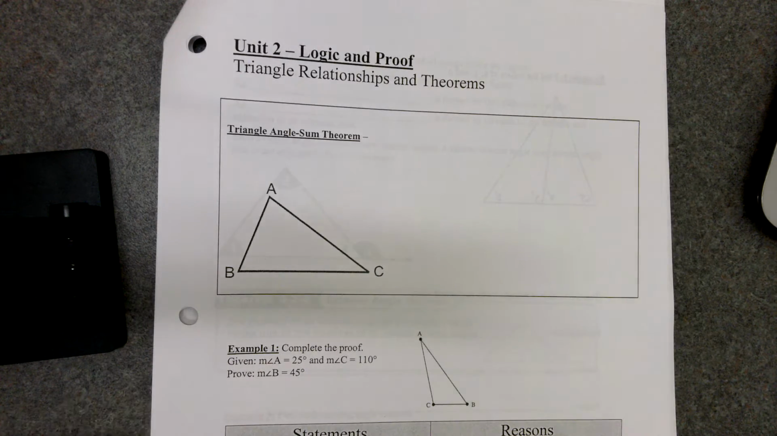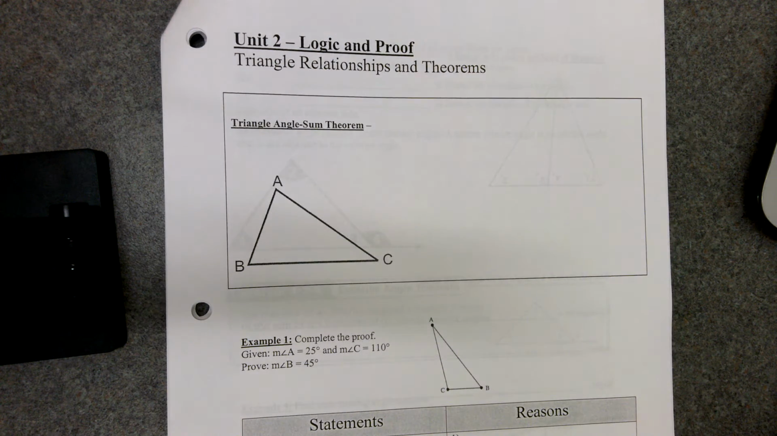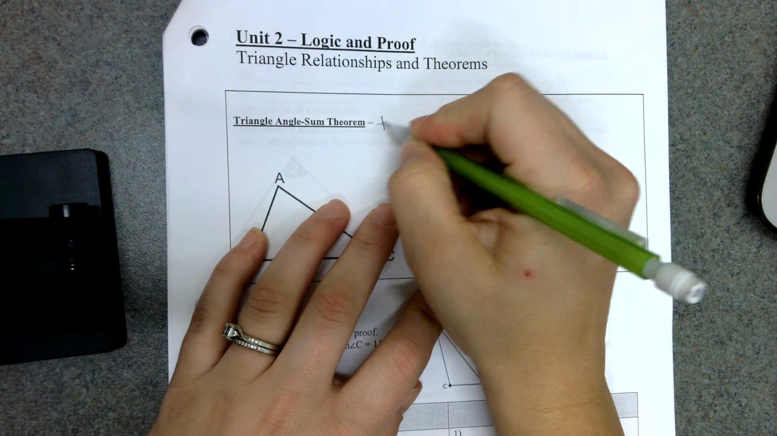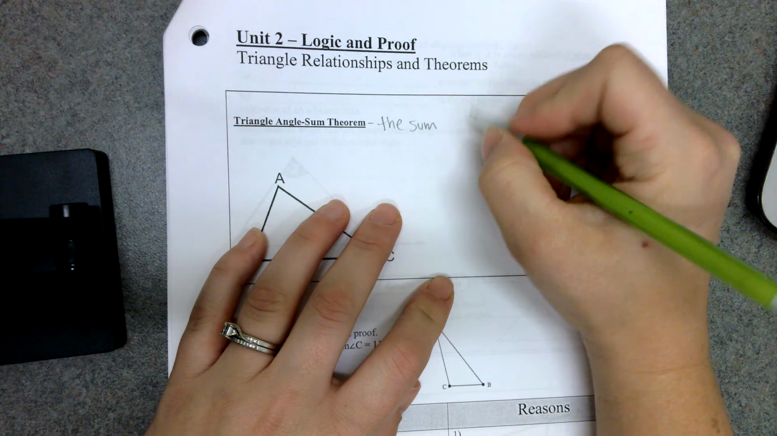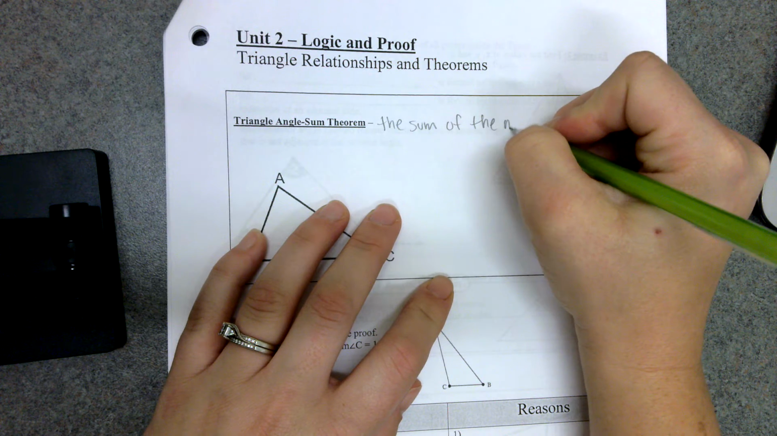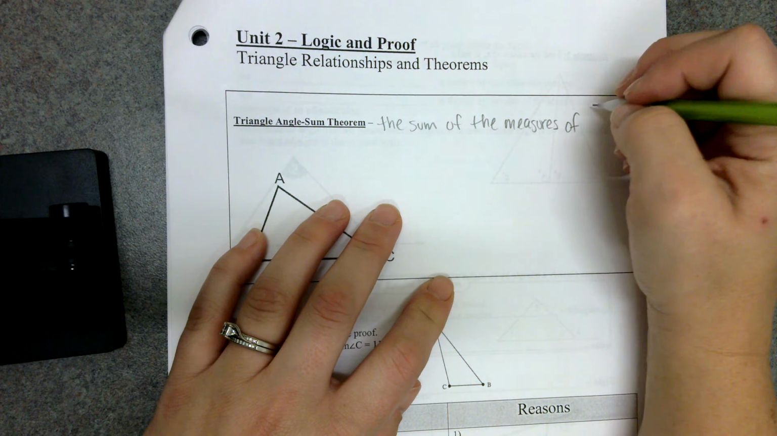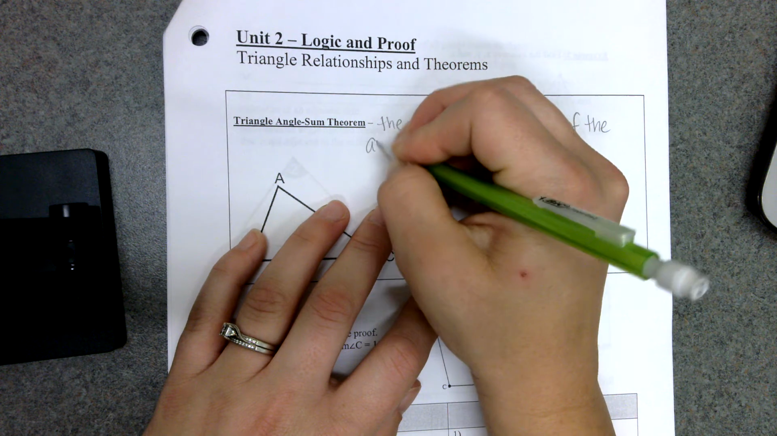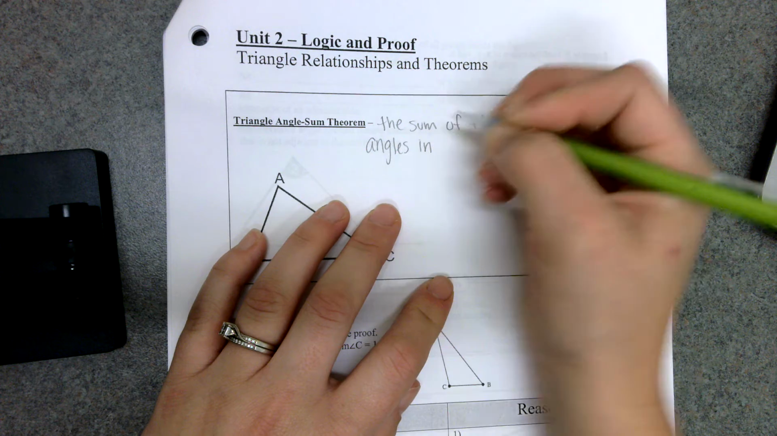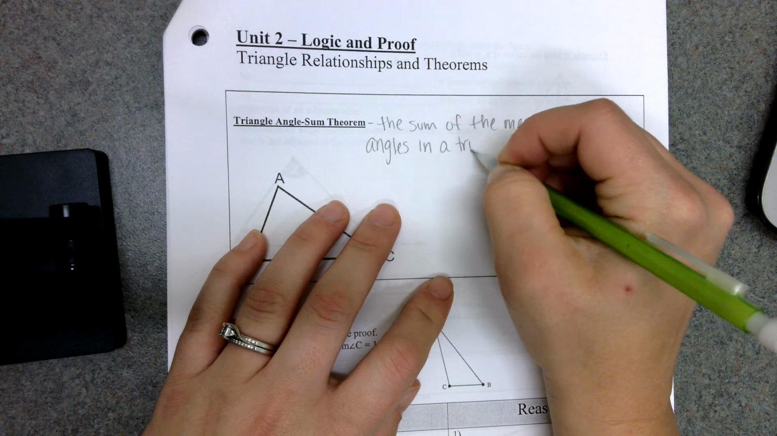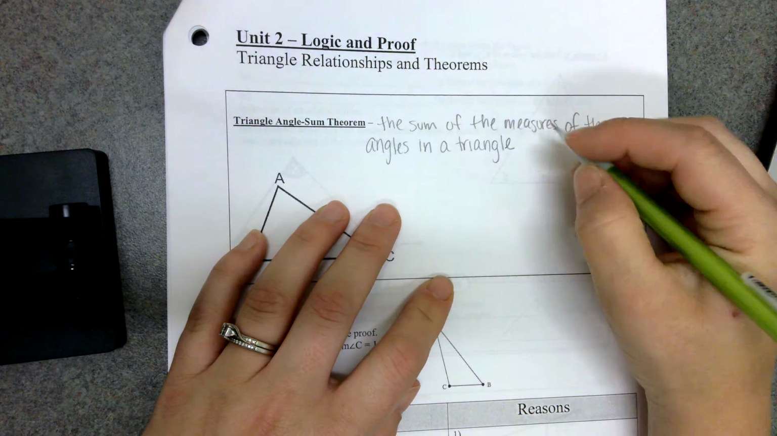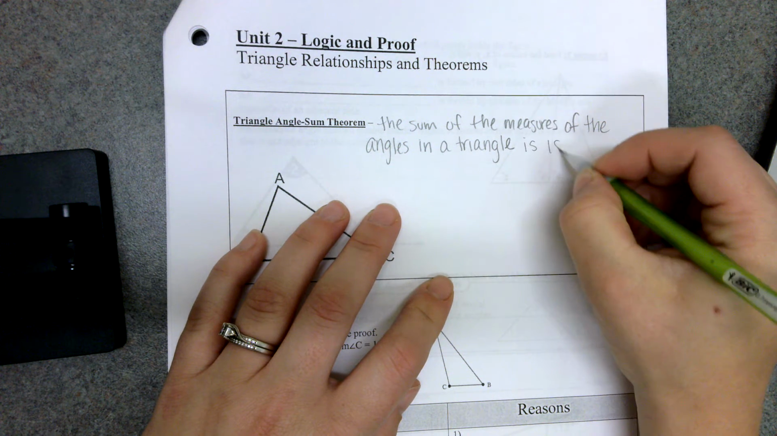So today we're going to go over the last lesson in Unit 2, Triangle Relationships and Theorems. So the first thing we start with is the Triangle Sum Theorem, and that is the sum of the measures of the angles in a triangle is 180 degrees.